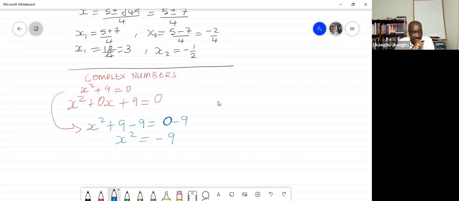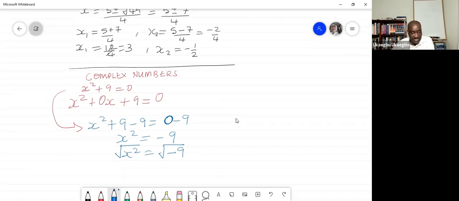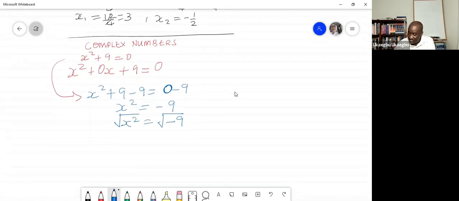And then what's next? You square root both sides. Okay, we square root both sides. So what's your first name? Fatima. Okay, so I'm hearing you say we should do x squared equal to square root of negative 9. Okay, so now how about the left side? What is it going to give us?